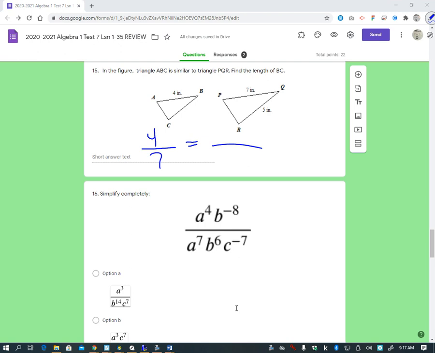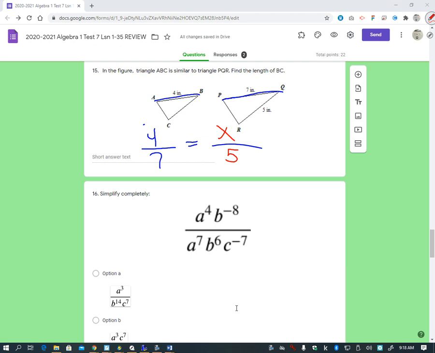4/7. Okay? Because AB corresponds to PQ, I can put 4/7. But if I'm going to put 4/7, then what do I have to put on the right-hand side? 5 on top? 5 on the bottom. Good. Because if I'm going to go little triangle over big triangle, then I have to go little triangle over big triangle. So big triangle needs to be on the bottom. All right, so what am I going to put on top there? X. And what does X represent? Segment BC. Okay, segment BC.